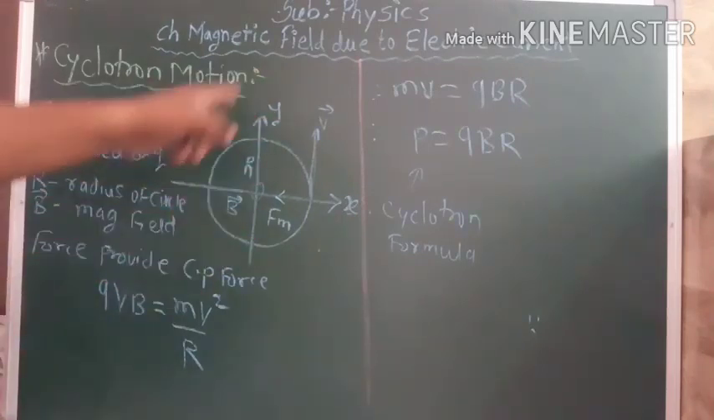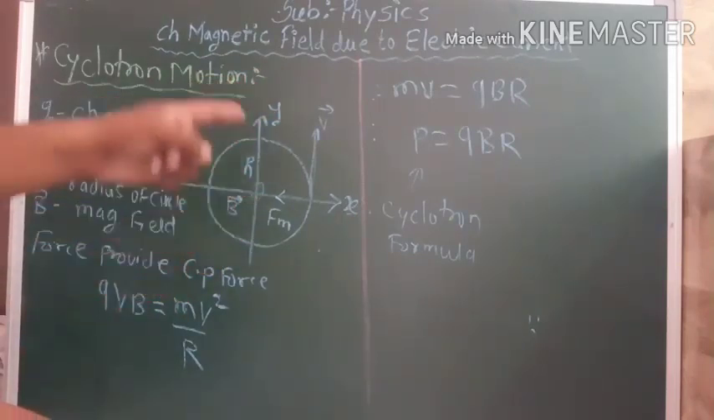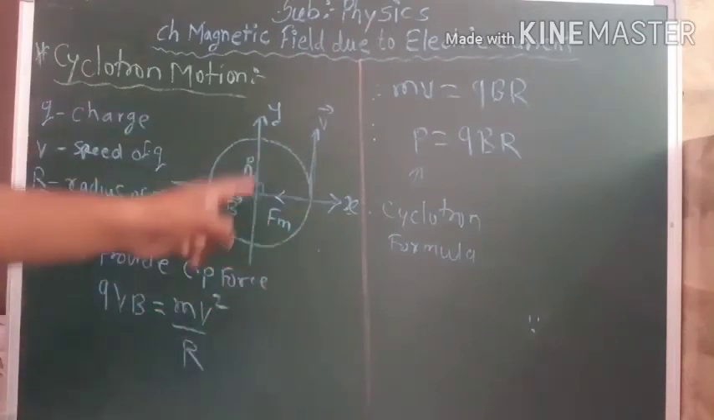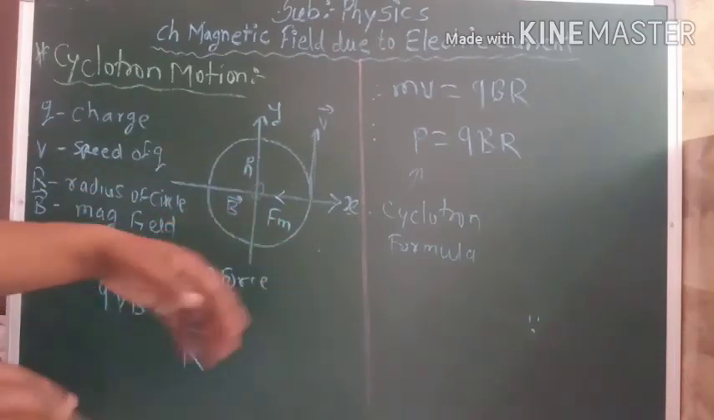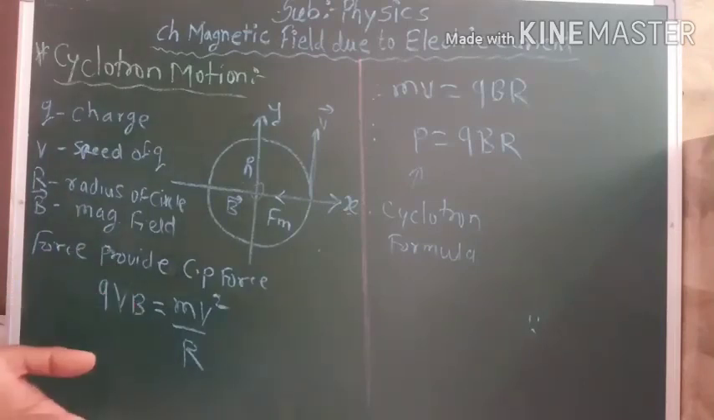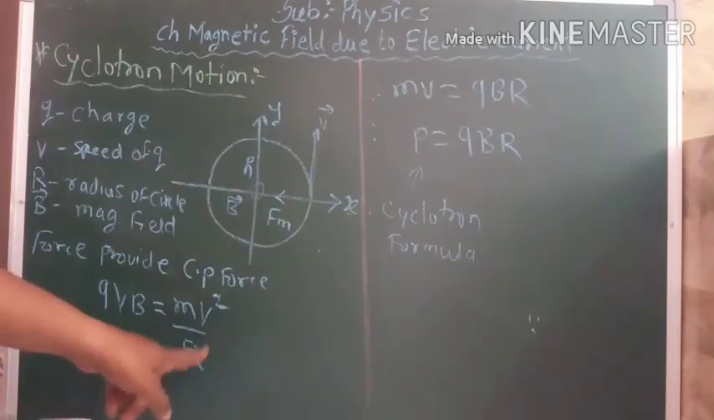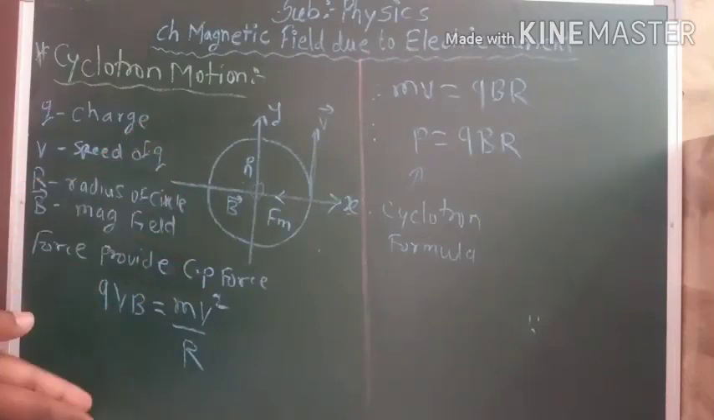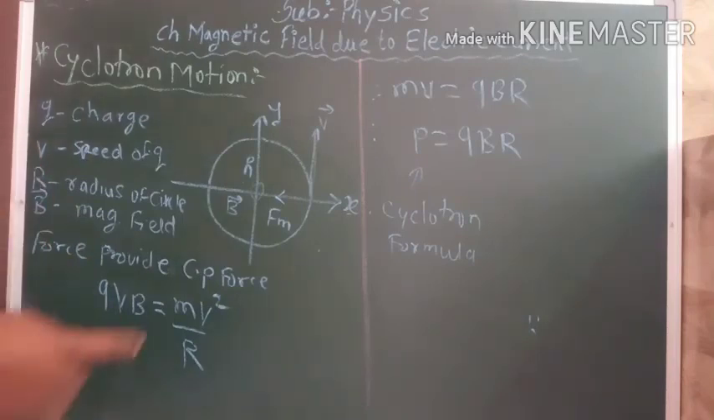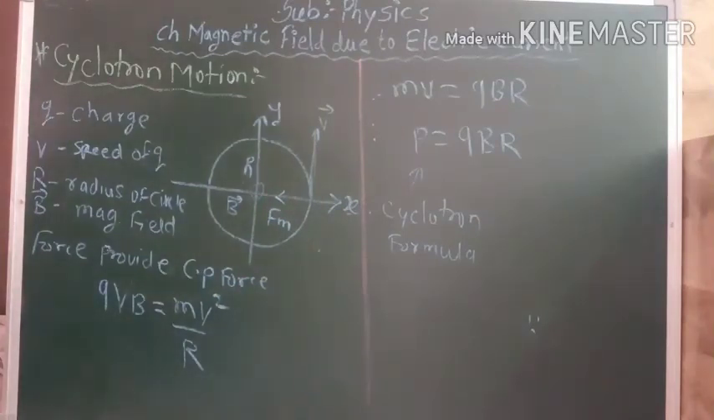This is the circular motion of the charge when the Lorentz force acts towards the center of the circle and provides the centripetal force. Therefore, we write QVB is equal to mv square upon r. In this cyclotron motion, the most important point is that the Lorentz force provides the centripetal force, because this force acts towards the center of the circle. This is also the charged particle in the particle accelerator.